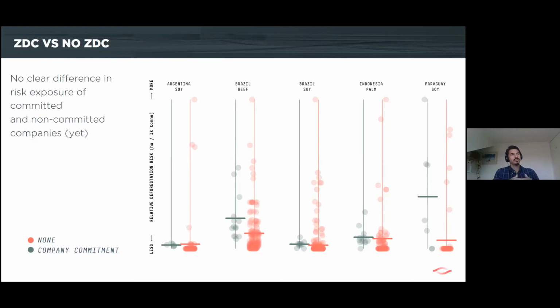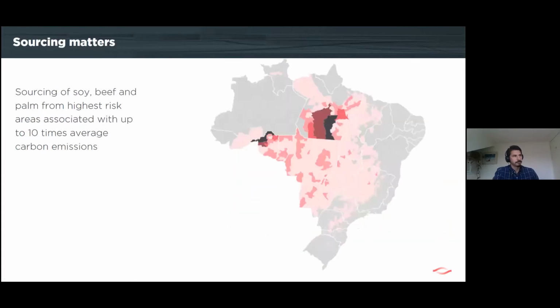It's still quite early to say this, but we want to see this chart moving. Here in green, we are looking at companies with commitments, and in red, companies with no commitments. In the future, we want to see companies less exposed to risk. We want to see this green bar staying here and the red one going up, to really see that those commitments are making a difference.